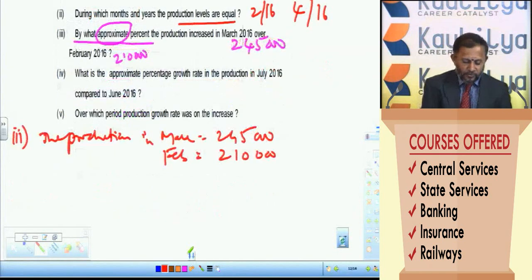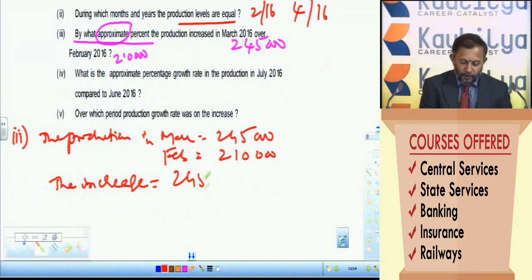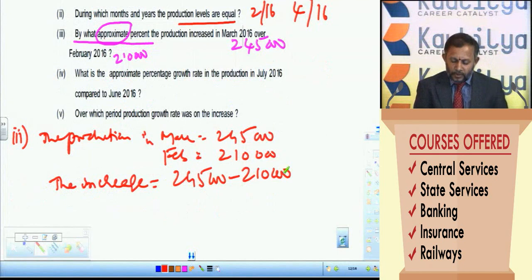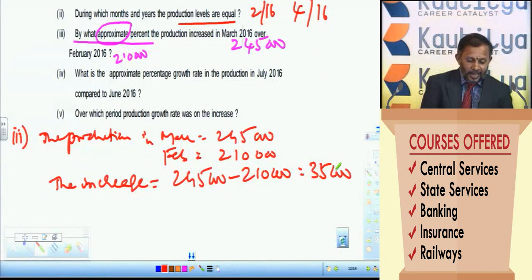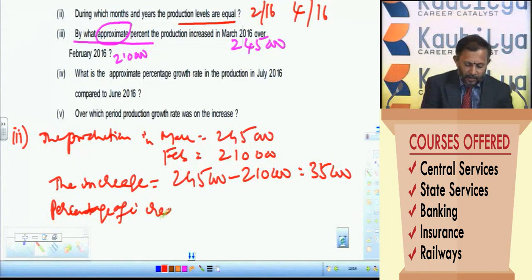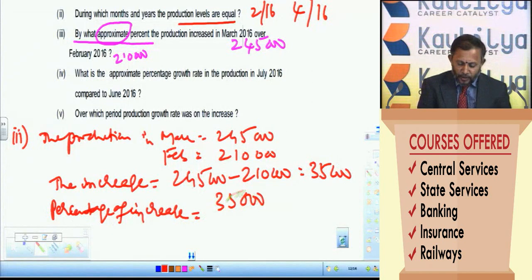So here what you have to specify is the increase in the production is equal to 2,45,000 minus 2,10,000. You have to specify each and every step. So that is 35,000, that is the increase in the production. But here we are interested in the percentage of increase. So the percentage of increase in the production is available: 35,000 is what percent of 2,10,000.